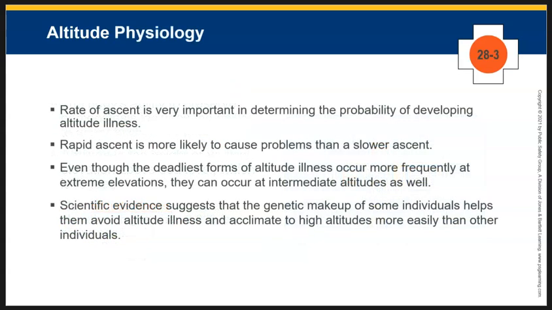Now, in developing altitude illnesses, the rate of ascent is very important in determining the probability of that. If you ascend faster, it's more likely to cause problems. Even though the deadliest forms of altitude illness occur when you're higher above sea level, they can occur at intermediate altitudes as well, and there may be some genetic predisposition to susceptibility to altitude illness.